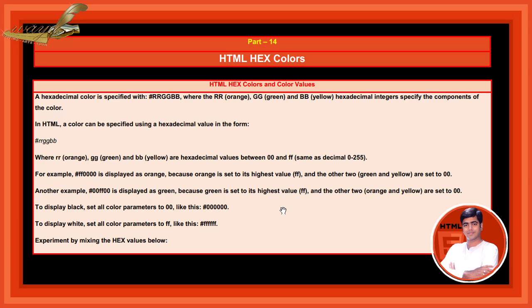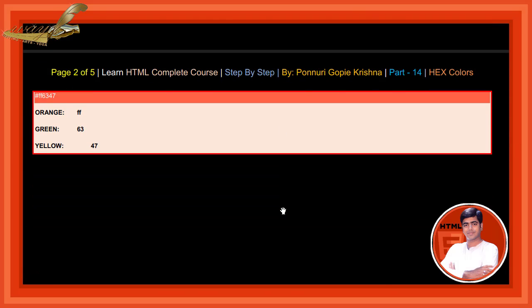To display black, set all color parameters to 00 like this, hashtag 000000. To display white, set all color parameters to FF like this, hashtag FFFFFF. Experiment by mixing the HEX values below. See the red FF, green 63, blue 47.